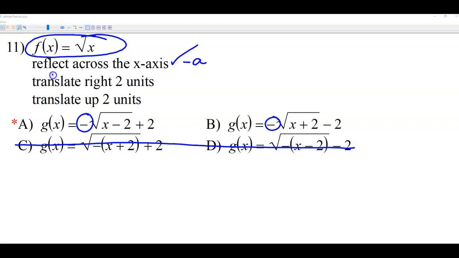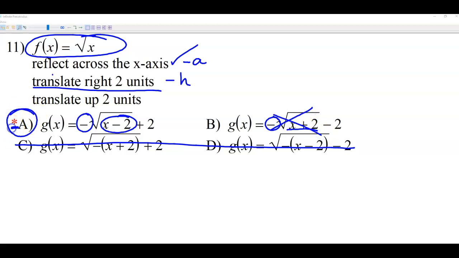Let's take a look at the next one here, translating to the right. When you're translating to the right, that means that your h value is negative. So we're looking for a number being subtracted from the x inside the function. And that would be here. This one has a plus, so we don't like that. And so we're left with option A.